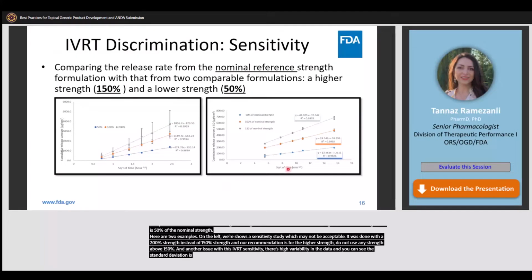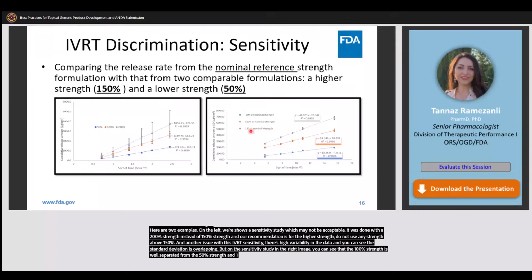But on the sensitivity study in the right image, you can see that the 100% strength is well separated from the 50% strength and 150% strength. And this is an example of the sensitivity study that we would like to see in the ANDA applications.